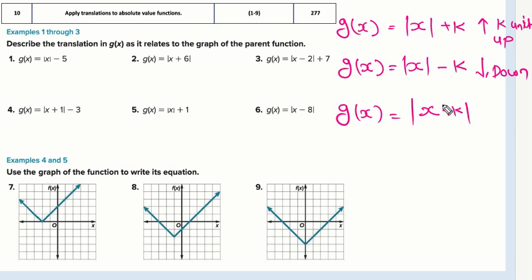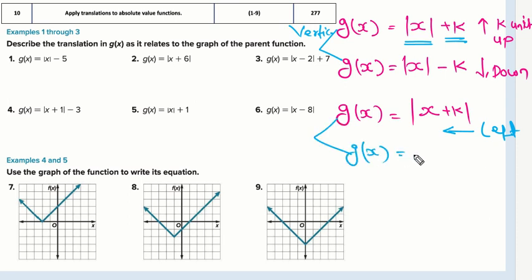Now what if you have g of x is equal to mod of x plus k? If you see the difference here, here the k is outside the mod, and here it is inside the mod. If it is inside the mod, then it will be a horizontal translation. So this will be k units left. These two are for vertical, and from here I will write for horizontal. So g of x is equal to mod of x minus k will go k units right, and this is your horizontal translation on the absolute value function.